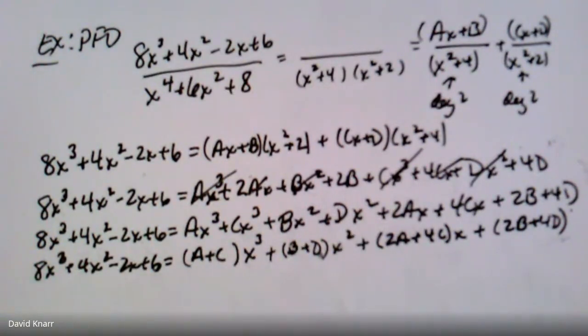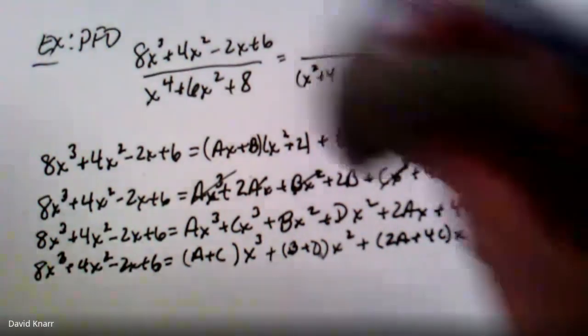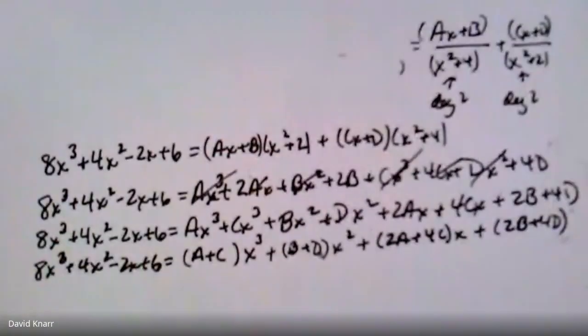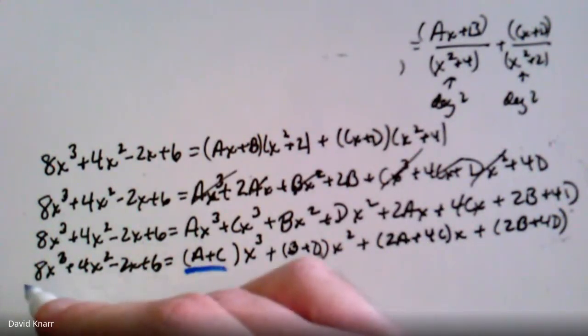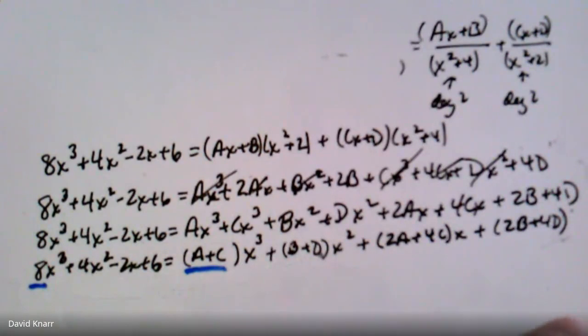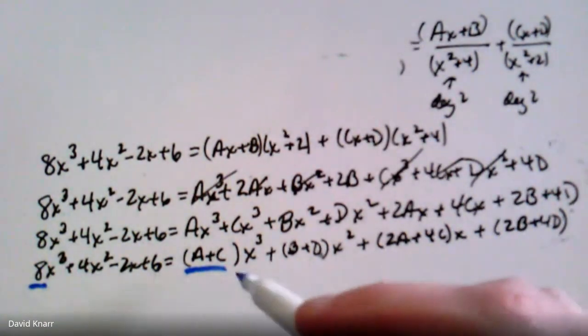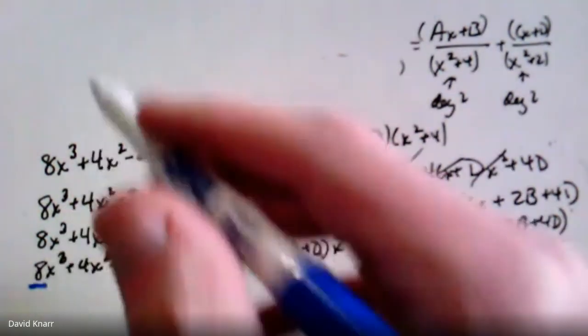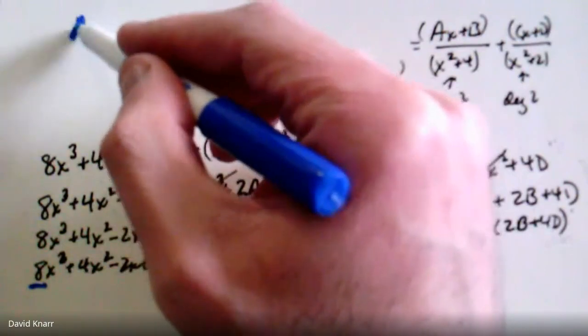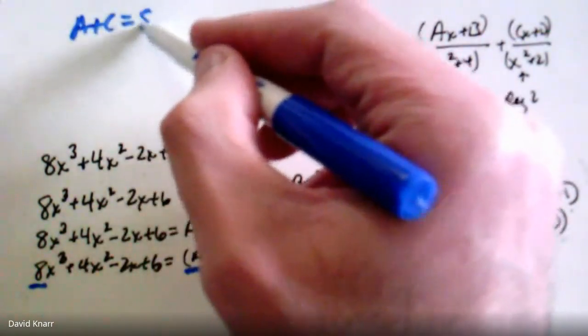So what I know is the following. I'm going to erase this so that I have a place to write these. I actually know right now that a plus c will have to equal 8, because if it doesn't, these two sides can't possibly be equal. These are the only two terms that are going to have x cubed in them. So I need a plus c to equal 8.